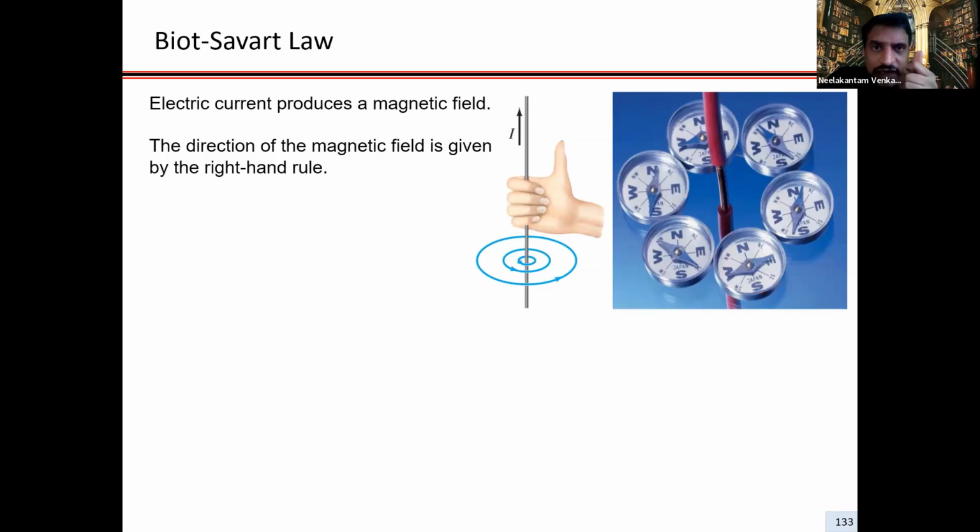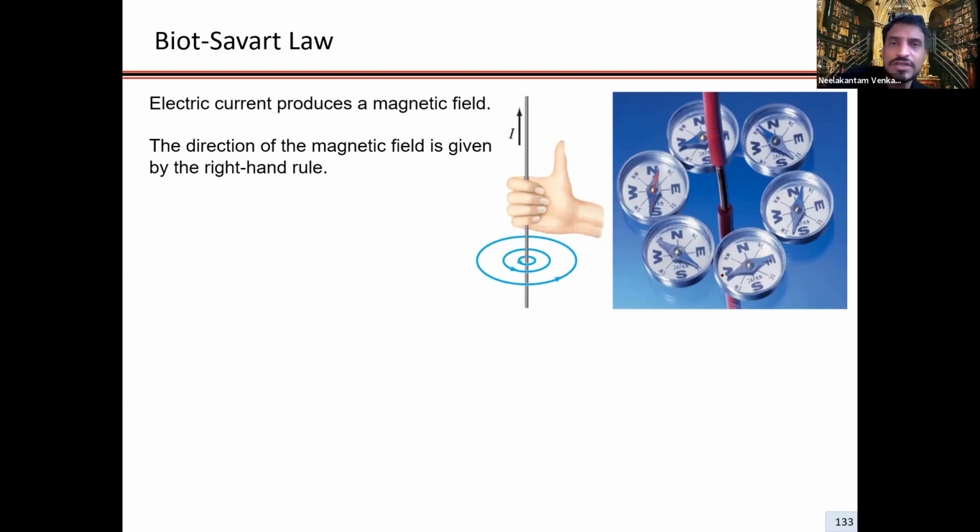If you have a current in a wire, there is going to be a magnetic field around it. This was discovered by Ampere, and he did a great job. For example, when you turn on the current in this wire, you can figure out that there is going to be an orientation of these magnets, the compass needles, in a certain manner, which indicates that there is going to be a magnetic field around.